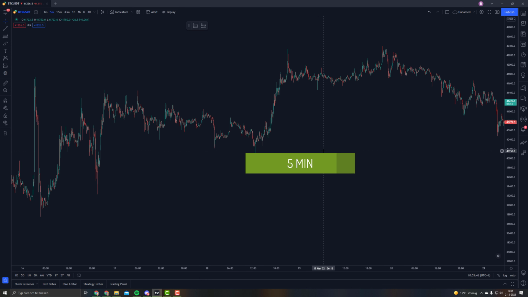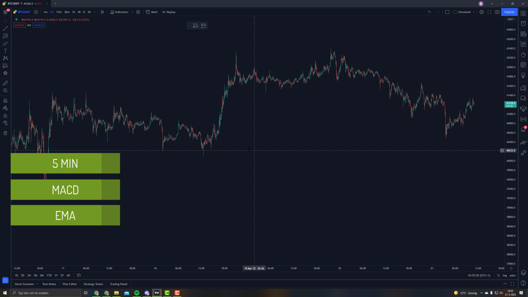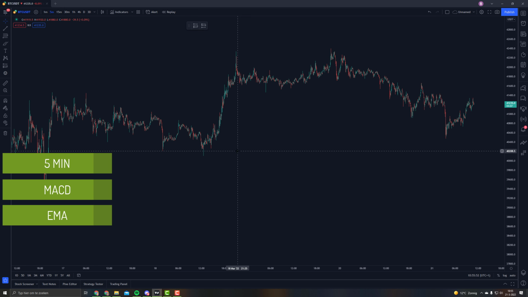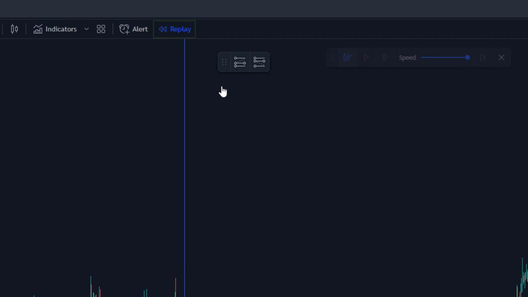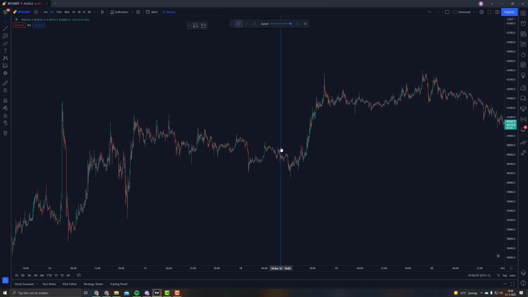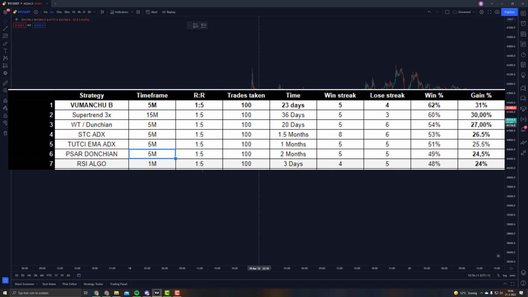Today we are gonna scalp the 5 minutes with the MACD and the EMA. I've done this strategy before, but I tested it just by watching back in time. But for now I want to use the replay mode so we get a more realistic percentage win rate. And we can add that one to our list. And the list is pretty cool to see which strategy was the best in the end.